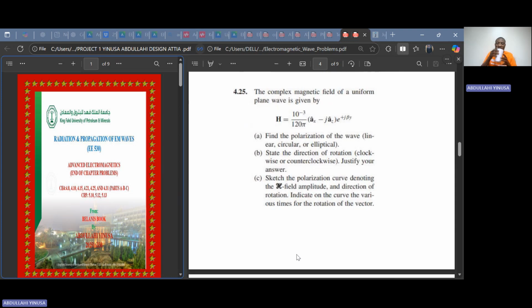The next one we are going to be looking at is 4.25. They give us H to be 10 raised to the minus 3. They give us the magnetic field and ask us to find the polarization of the wave. SubhanAllah, our time has been fast spent. They asked us to find the polarization of the wave.